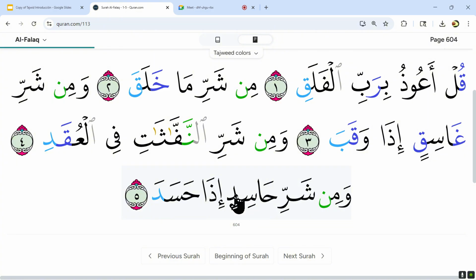Check out right here. Hasadin. The dal has a tanween. Hasadin. This in counts as a noon with sukun. What letter is afterwards? It's Hamza. Which rule is Hamza? The one for Hamza is here.